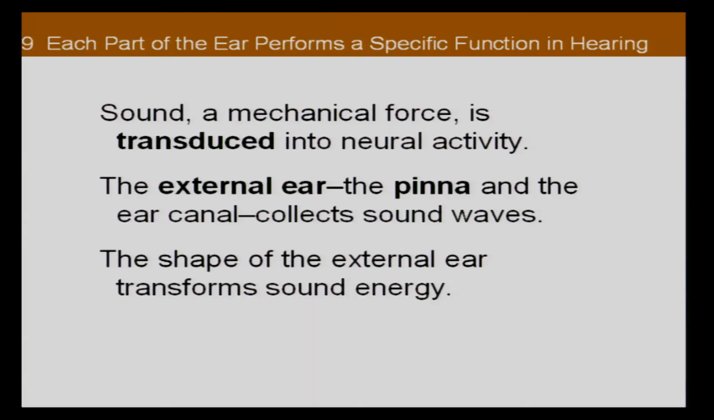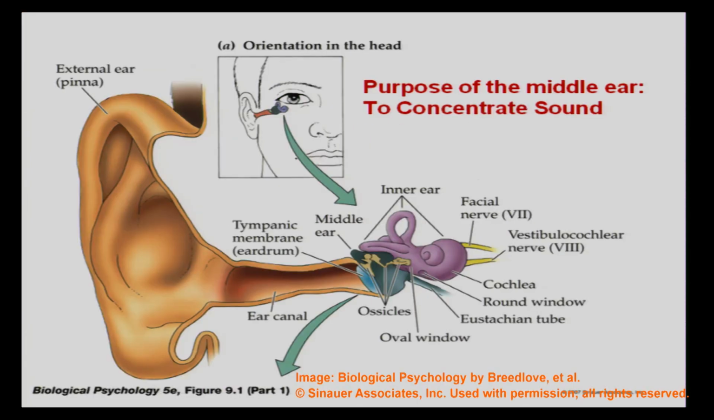So the external ear, or pinna, collects the sound waves, and the shape of the external ear transforms sound energies. Our ears are shaped the way they're shaped because they are helping us transform the sound information into frequencies that we are most sensitive to. And we're most sensitive to those frequencies that are associated with speech. Okay? So here is the external ear. The external ear is made up of both the external ear, or pinna, as well as the ear canal.